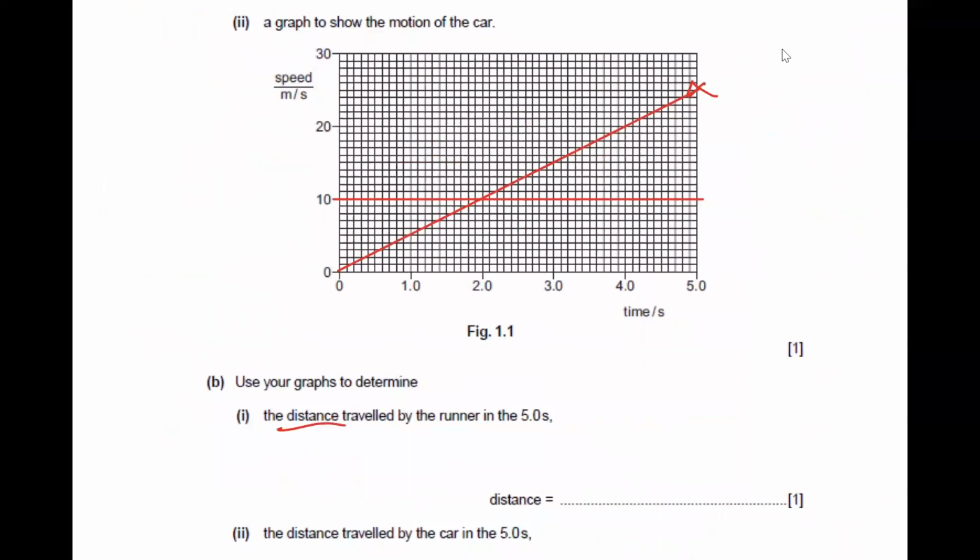Once again, they ask you to find the distance traveled by the runner. The thought process should be something like, oh, distance, oh, speed time graph, oh, it should be the area under the graph, right? Which in this case should be 10 multiplied by 5, which is obviously 50 meters. The thought process should always be the area under the graph, not just the number, right?